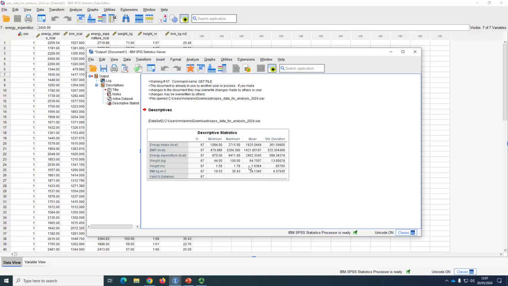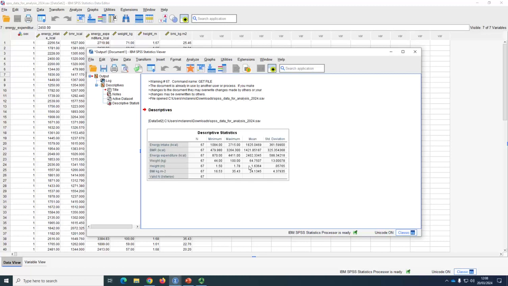Right, wait. Valid N list-wise. Did we remove the Ns from that column as well? You can. Look at that. It's so repetitive. 67, 67. How do you take it out? You make your own table from scratch. So that's why I was saying don't present the SPSS table. They're really not great. Make your own table, insert that information into it. What I would say though is you should report the sample size in any result that you have.